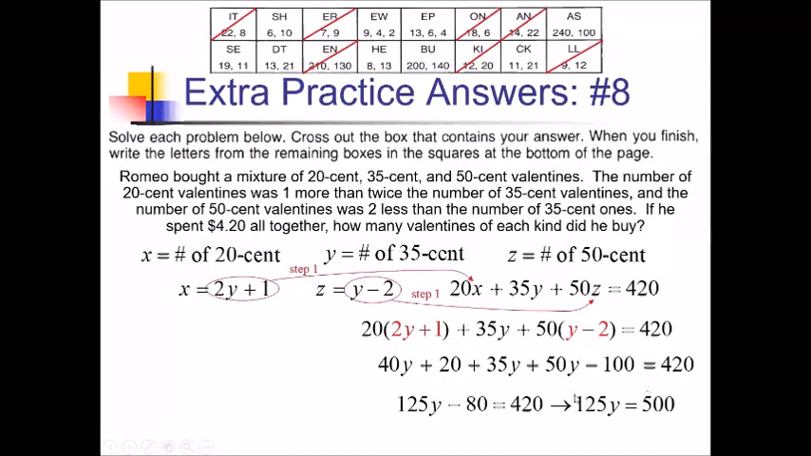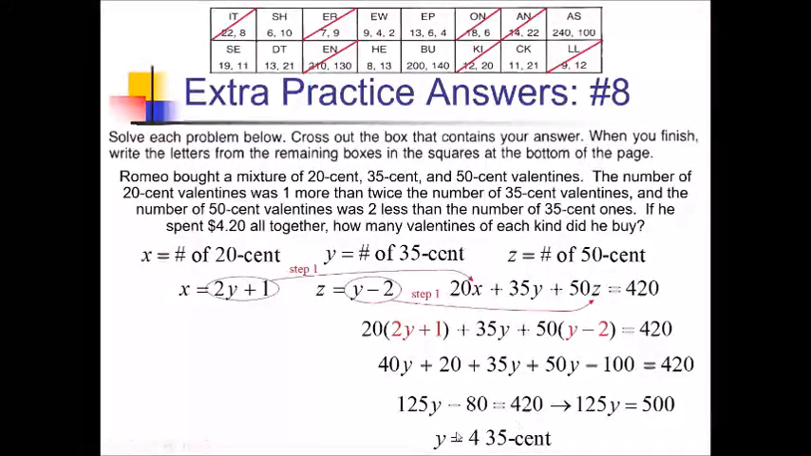And now if I divide both sides by 125, that's going to be, let's see here, I think 4. Yeah, 4 times 100 is 400. 4 times 25 is 100. That adds up to 500. Boom. So that's 4 of the 35-cent Valentines.